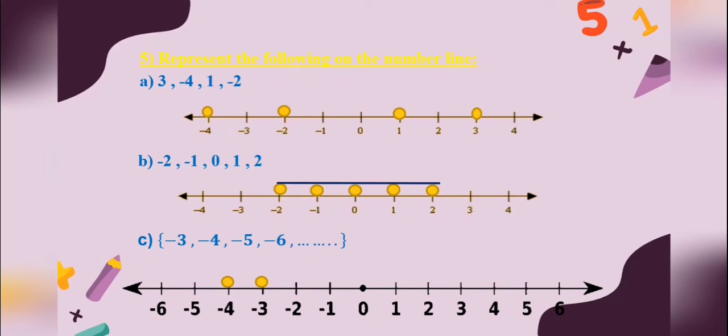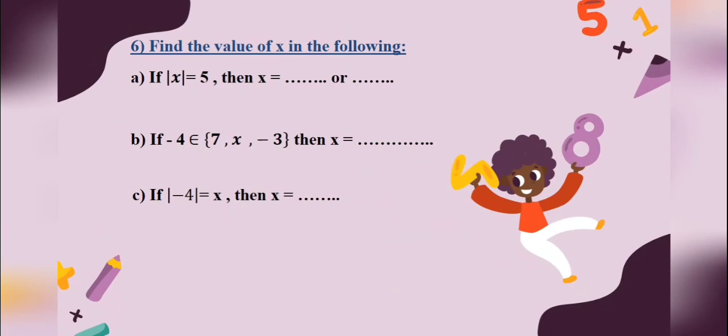Number C, the set of negative 3, negative 4, negative 5, negative 6 and so on. Again I will draw the number line. I will start with negative 3, put a dot, and then negative 4, negative 5, negative 6 and so on. How can I represent this? I will draw an arrow starting from negative 3 and going to the left side toward infinity, on the negative side: negative 3, negative 4, negative 5, negative 6, negative 7 and so on.